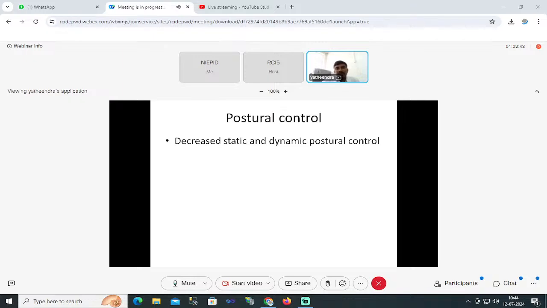So postural control. We basically see static posture and dynamic posture.